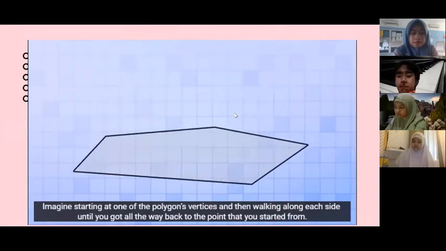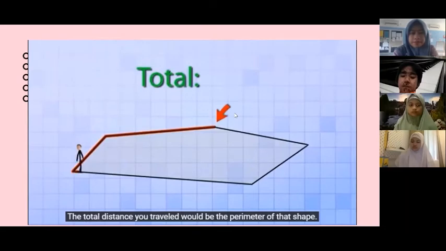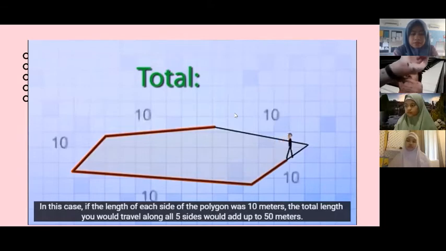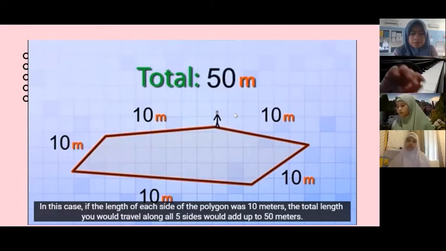Imagine starting at one of the polygon's vertices and then walking along each side until you got all the way back to the point that you started from. The total distance you traveled would be the perimeter of that shape. In this case, if the length of each side of the polygon was 10 meters, the total length you would travel along all 5 sides would add up to 50 meters.